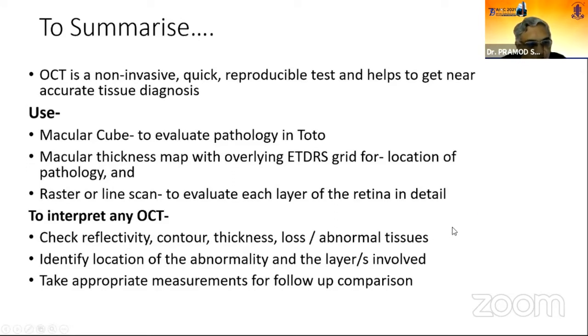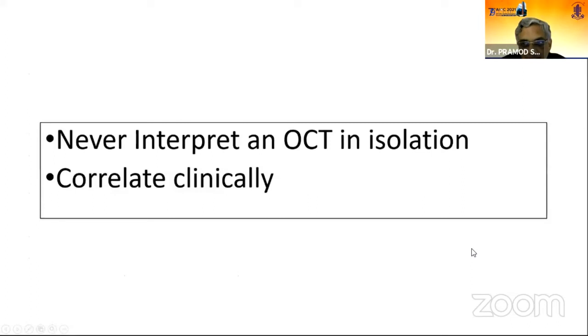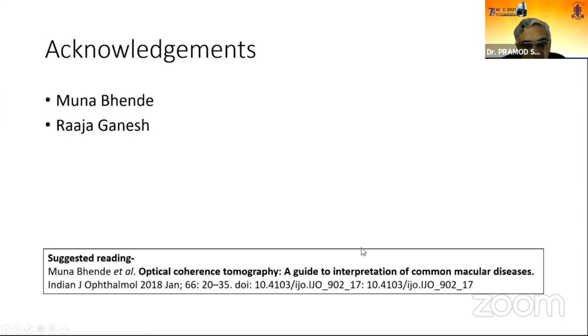To interpret any OCT, check reflectivity, contour, thickness, loss of tissue or presence of abnormal tissue, identify the location of the abnormality and the layers involved, and take appropriate measurements for follow-up, comparison, and examinations. Just a caution: never interpret an OCT in isolation, always correlate it clinically.